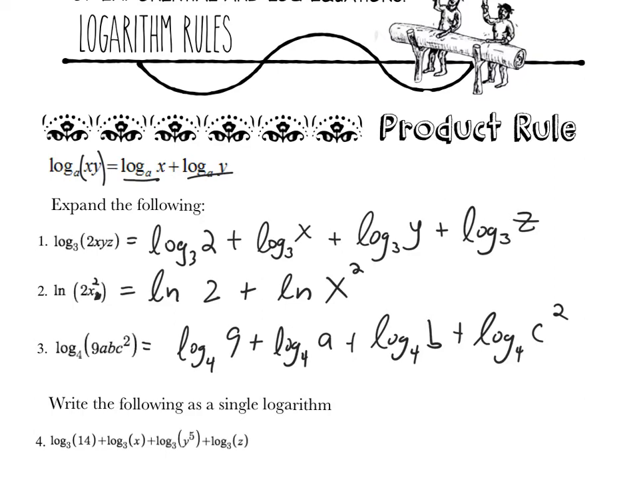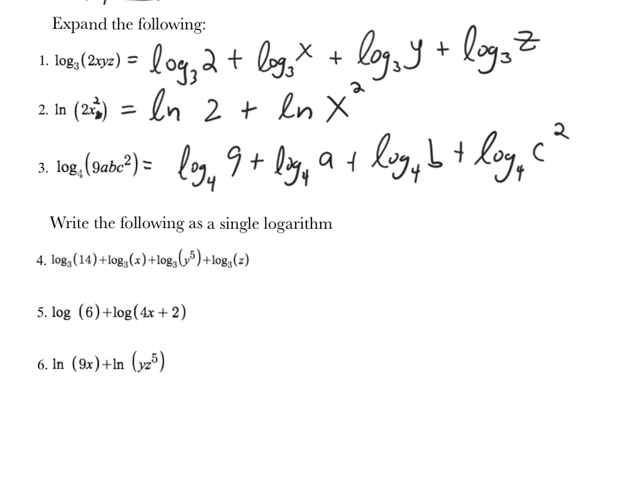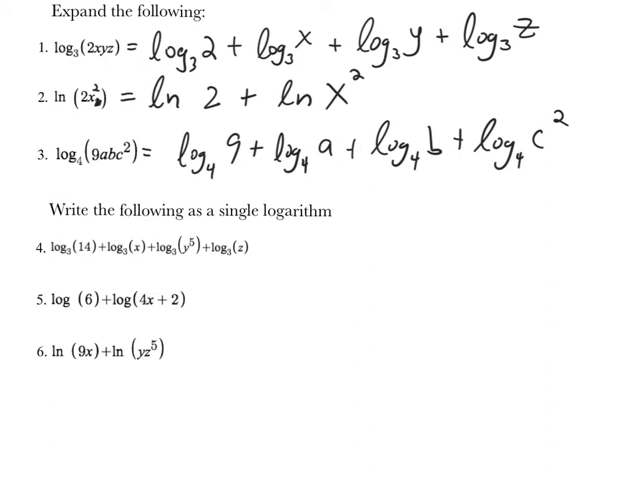If you understand how to expand, then you should also be able to do it backwards. So if you were given an expanded log, then you should be able to recognize whether or not you can combine it and write it as a single log. All of the terms have to have the same base in order for you to be able to do that. Let's look at number 4.